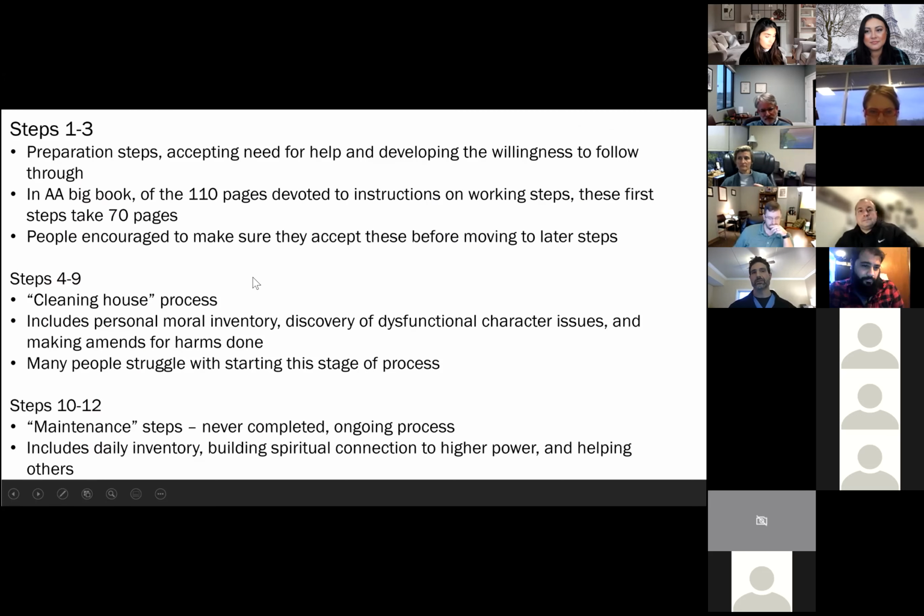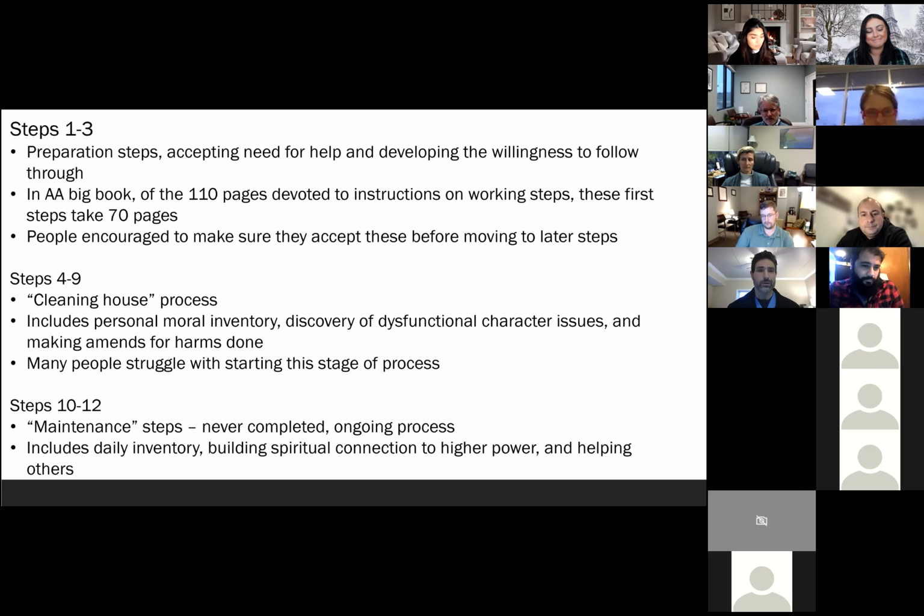All right, so the first section, the first 3 steps, steps 1 through 3, I call the preparation steps. And these are kind of the slower, gentler ones. These are where people are getting in touch with the fact that they need help. So they need to accept their need for help. And also they're working to develop the willingness to follow through, to do what it takes to finish working the step process. They say there's only one thing you need to change when you get into recovery. That's everything. It's a huge process and it can be really daunting. So for this part, you really just want to take your time and allow people to make sure that they're on the right path here.